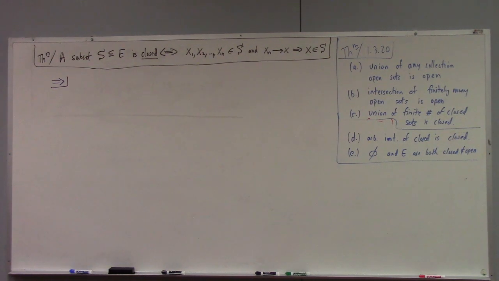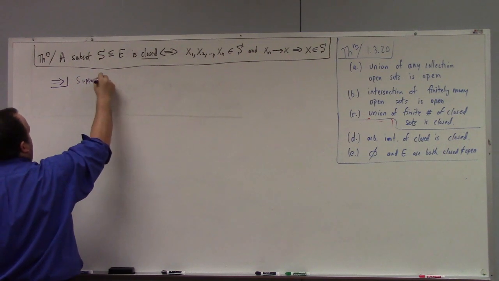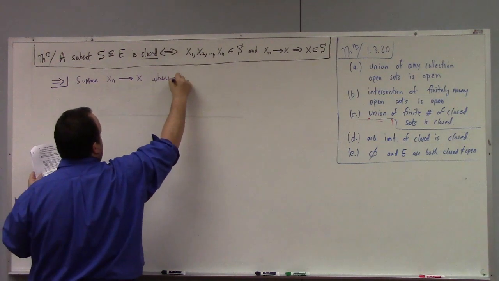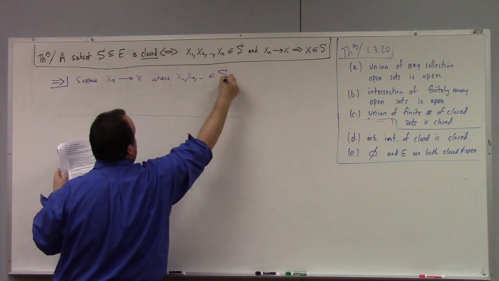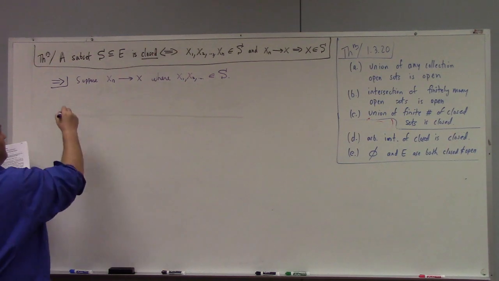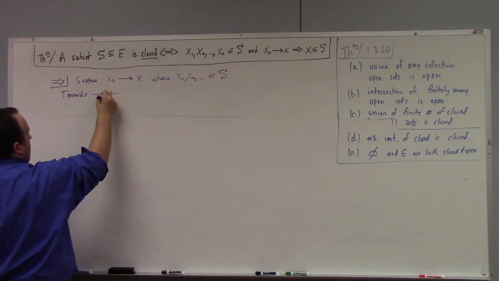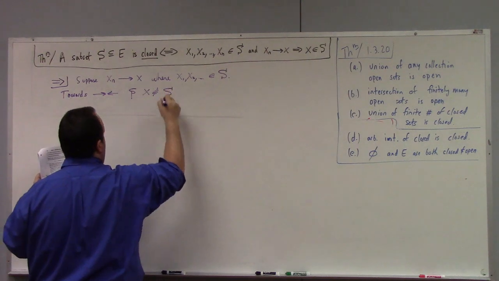So he begins by supposing S is a closed subset, and suppose you've got xn converges to x, where x1, x2, and so on are elements of S. And then towards a contradiction, what are we going to do? Yeah, suppose x is not an element of S, right?